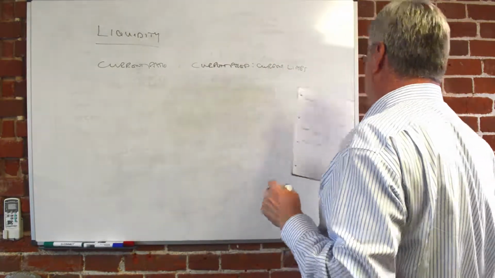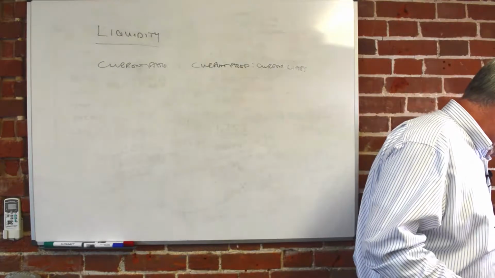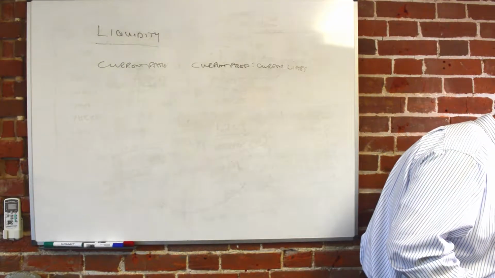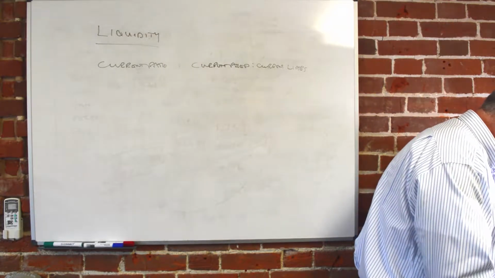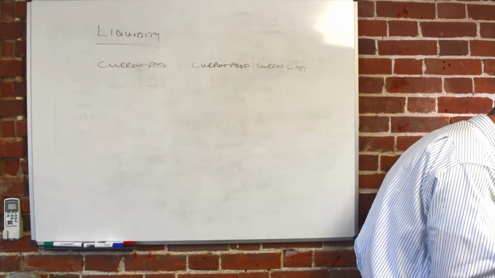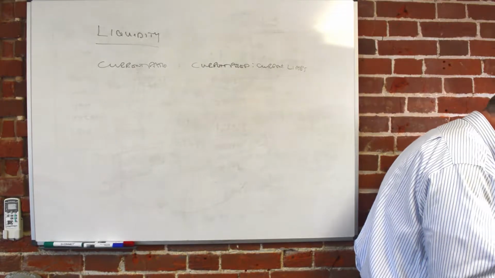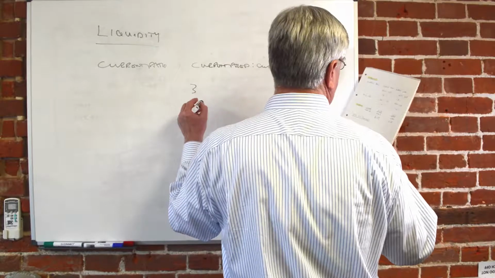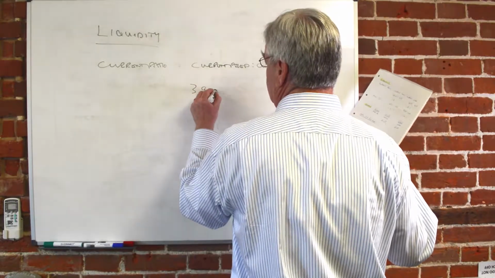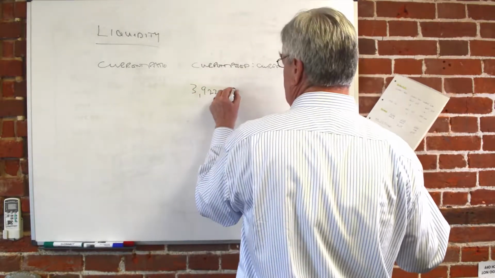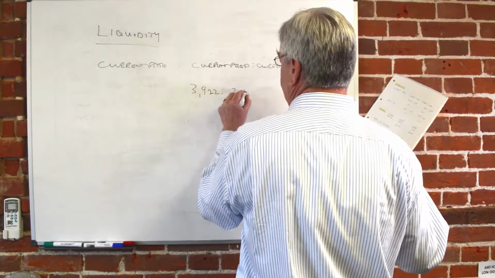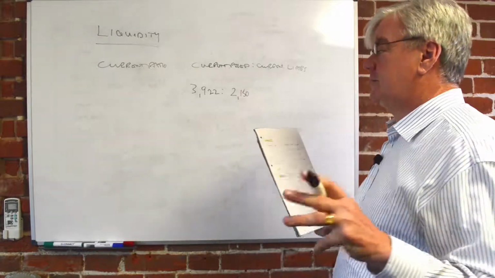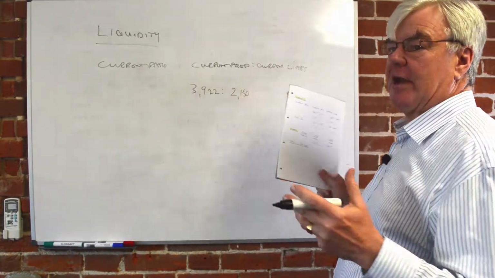If we start off with the figures, let's look at the statement of financial position, or the balance sheet as they like to call it. We've got the current assets figure, 3922, and the current liabilities figure in the balance sheet, 2150. So 3922 compared with 2150.